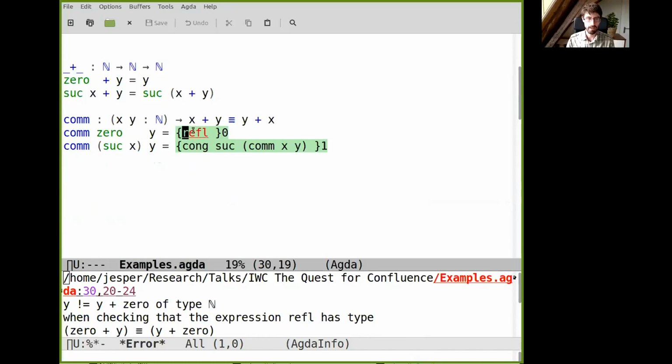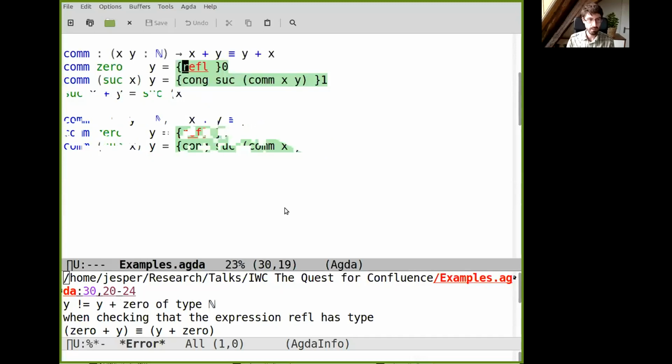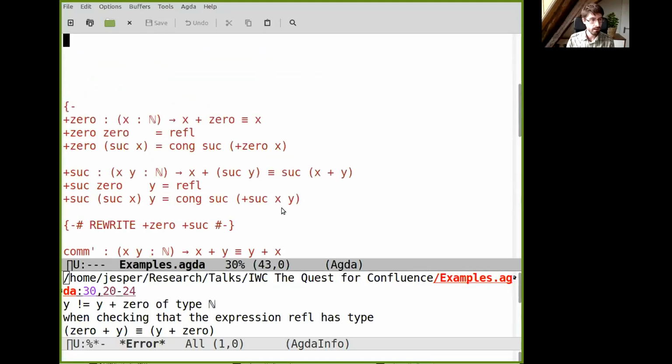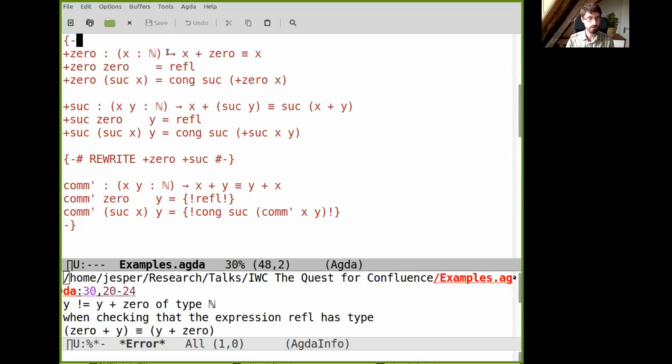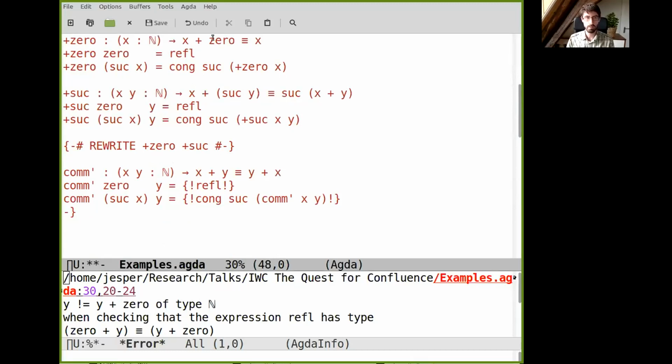And I'm trying to fill in one of those parts, but I get a type error. Okay. So what can we do with rewrite rules? Well, I can go here. So first of all, I've proven these two equalities that I want as propositional equalities. So I've proven that x plus 0 equals x, and that x plus successor y is equal to successor of x plus y. And then, this is where the magic happens.